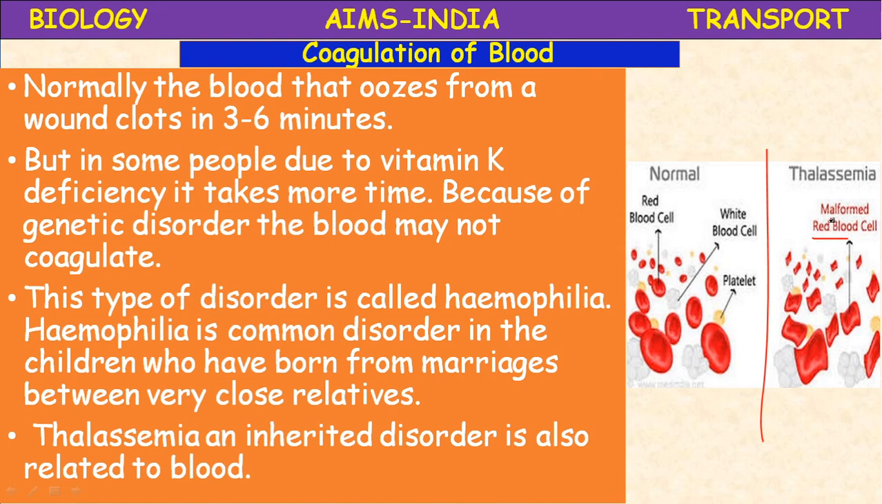Individuals with thalassemia may have symptoms such as anemia, weakness, enlarged liver and spleen, increased susceptibility to infections, slow growth, thin and brittle bones, and even sometimes heart failure also.